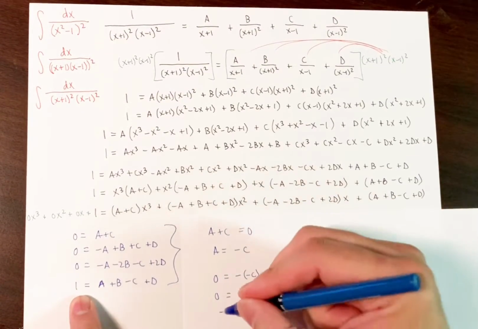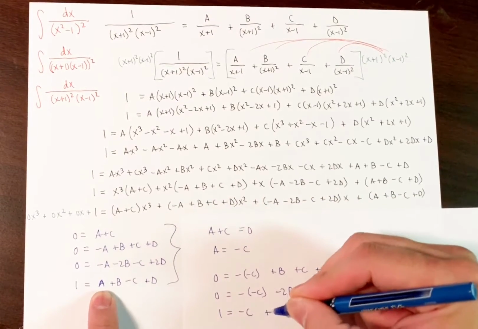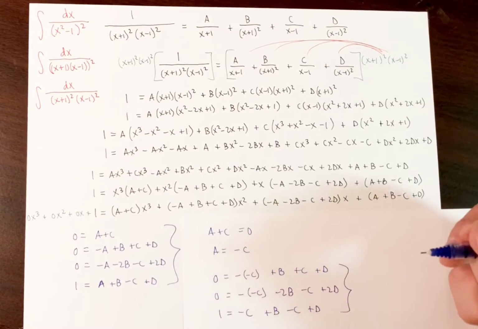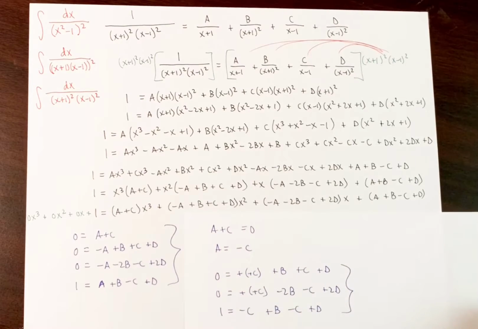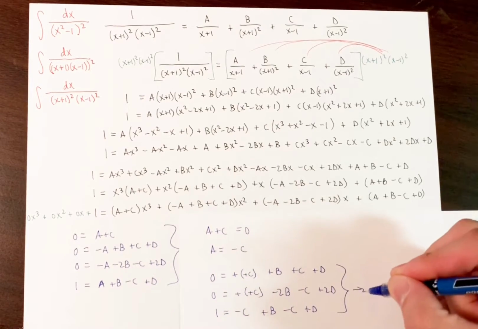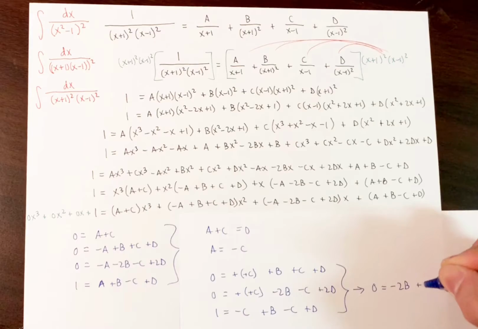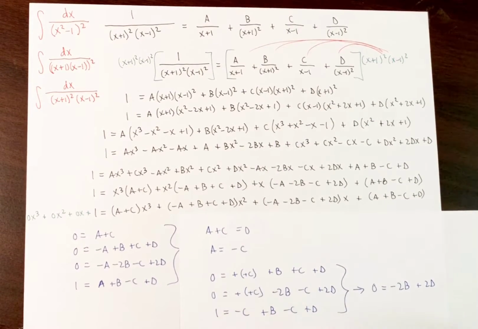This bottom equation, 1 equals, and instead of A, drop in negative C plus B minus C plus D. Consider this here. Now, of course, these become positives. And then notice that in this middle equation, positive C and negative C knock out. So that just becomes 0 equals negative 2B plus 2D. I'll leave that equation alone for now.